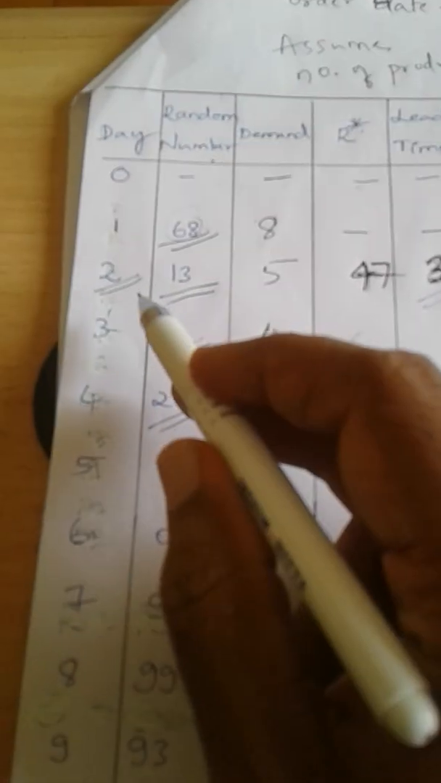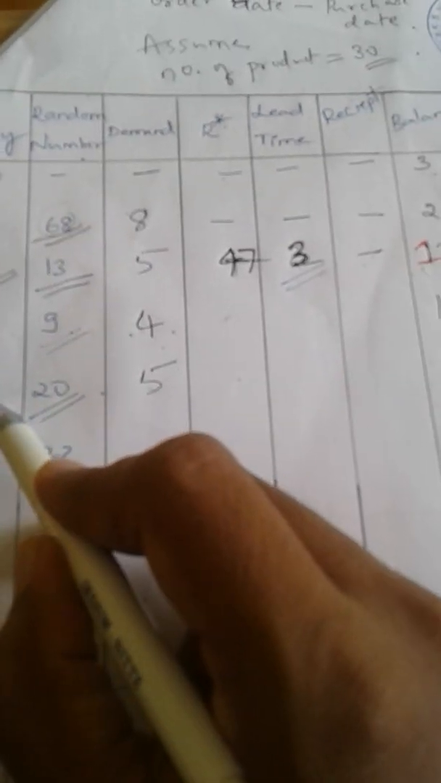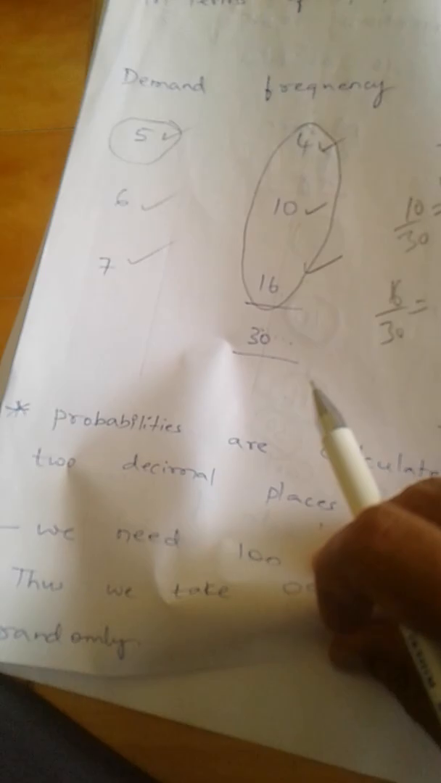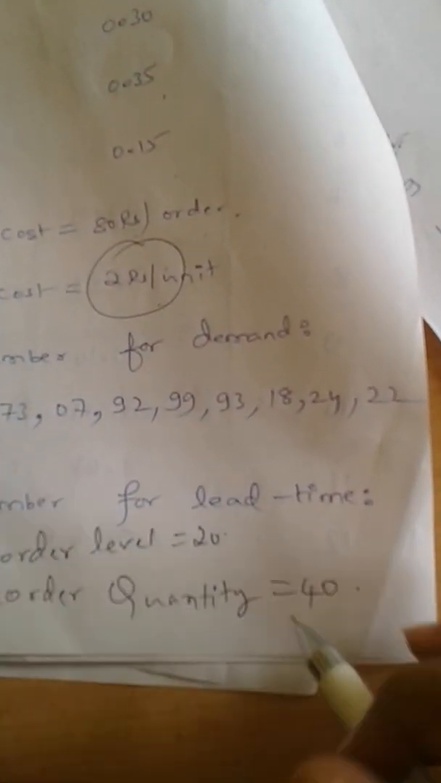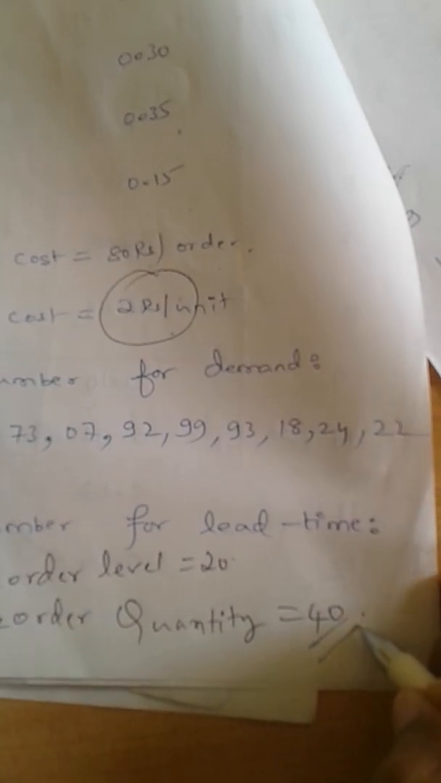Now this is the first day, second day and third day. So after the third day we are going to receive an order on this particular day. That would be equal to the reorder quantity. We have to see what the reorder quantity is here. That is given in the question statement. So the reorder quantity is 40.